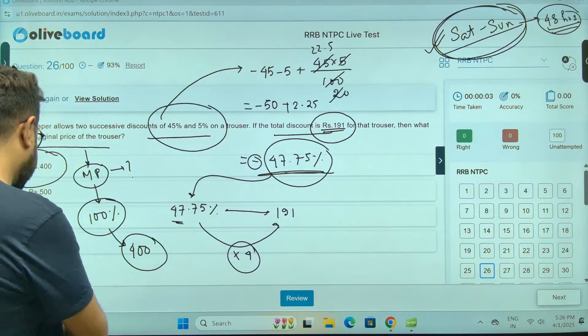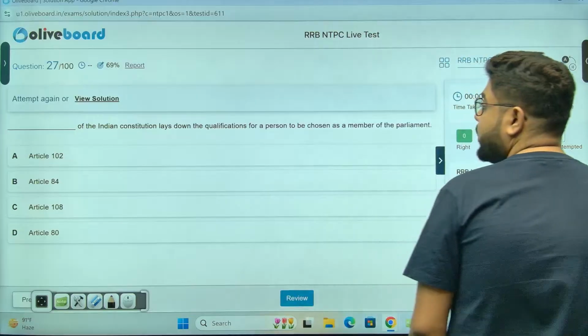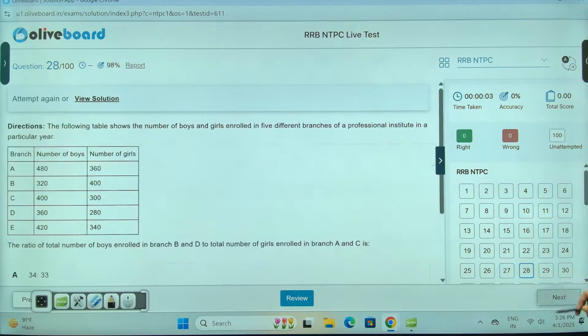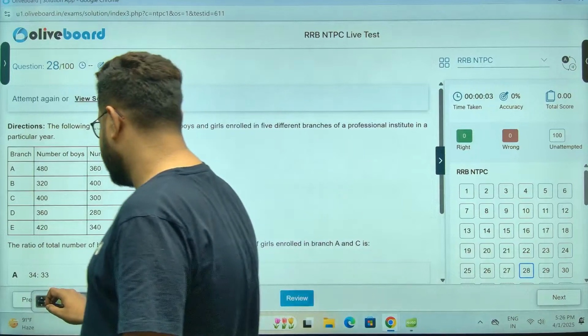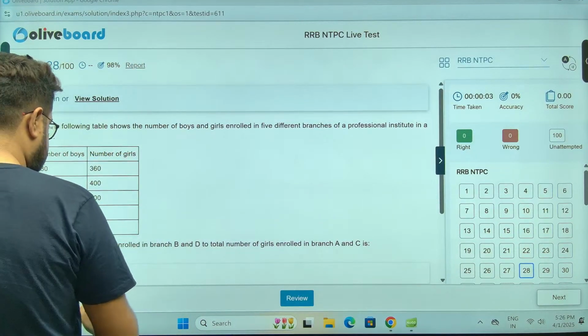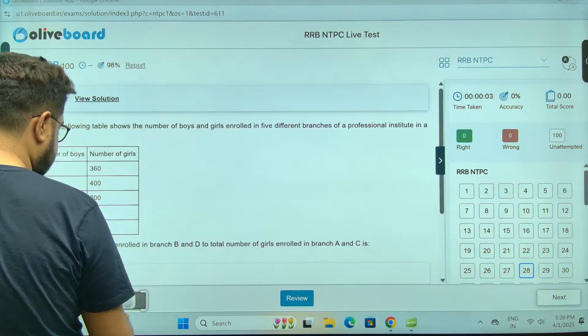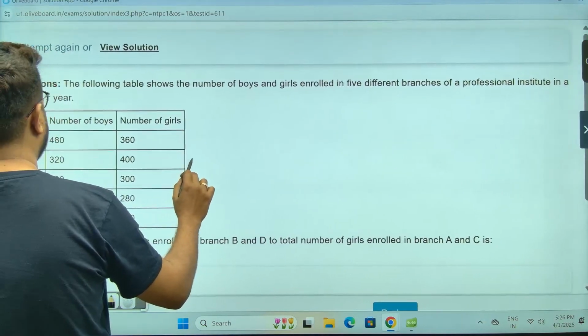Come on sir, next one, sir. This one I cannot do, this one I can do. Let me just zoom it if needed. You need it, right sir?